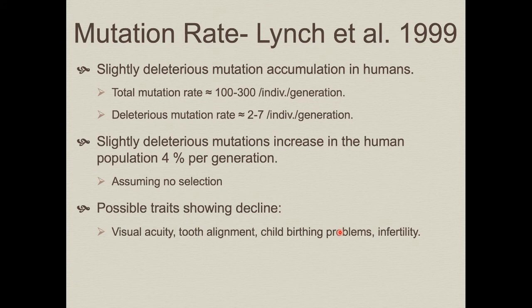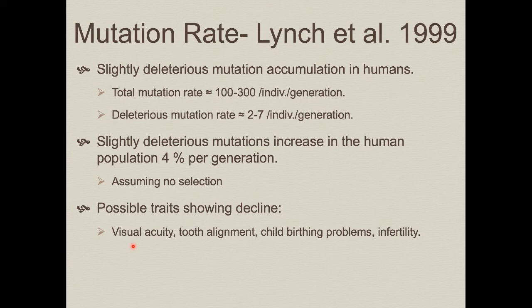Well, for the traits that they were talking about in this paper, it does make sense. So visual acuity, tooth alignment, childbirth problems, infertility. These types of mutations can accumulate in a population of humans because we can remove selection. We have modern medicine. We have the ability to wear glasses or contacts. So I'm a perfect example of this. I can't see anything without my glasses or contacts.